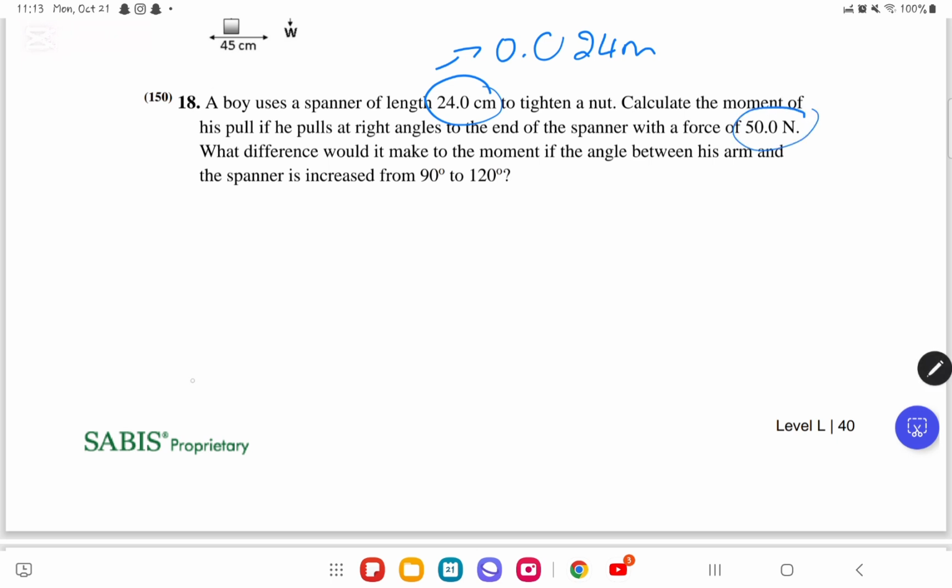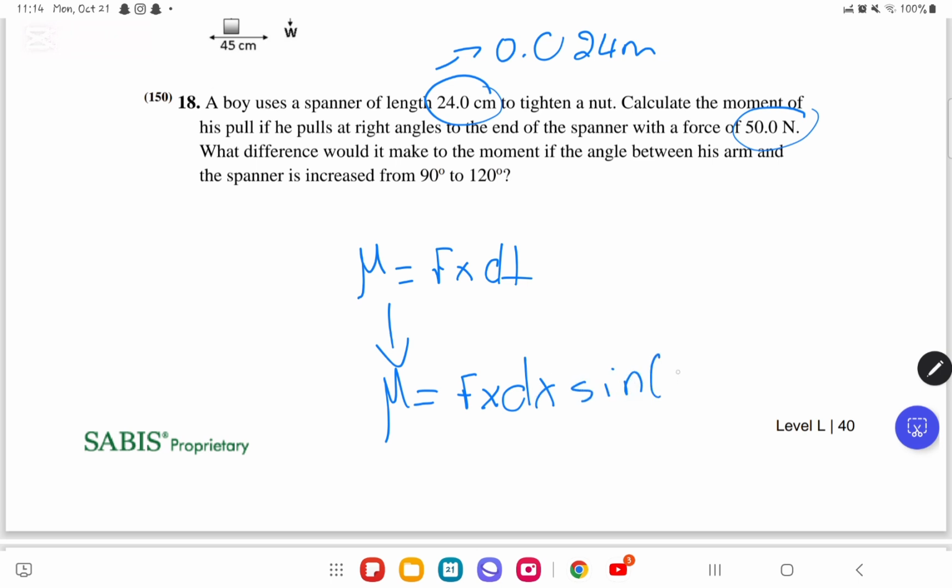Okay, what I am gonna do over here is very important. Please pay attention. We know moment is equal to force times perpendicular distance. So to find the perpendicular distance is really easy. Actually, the normal equation is moment is equal to force times distance times sine the angle made with the x-axis.